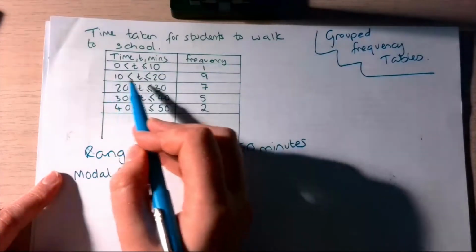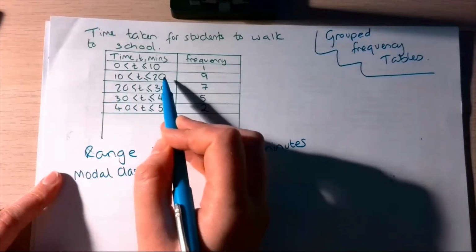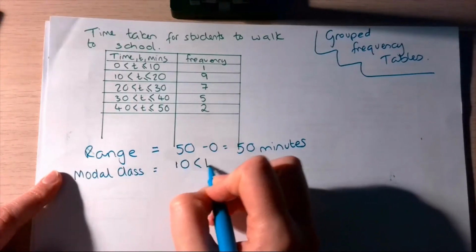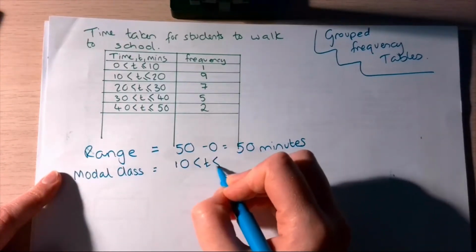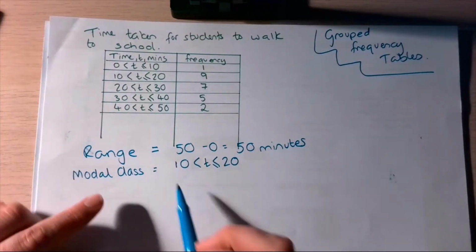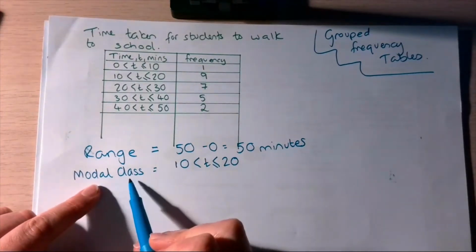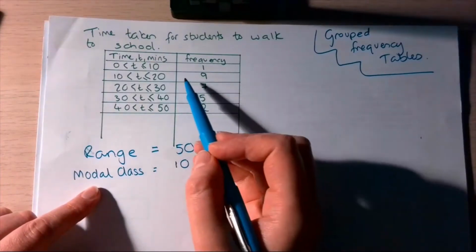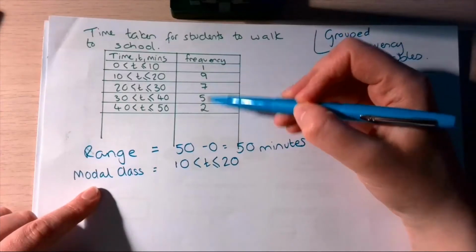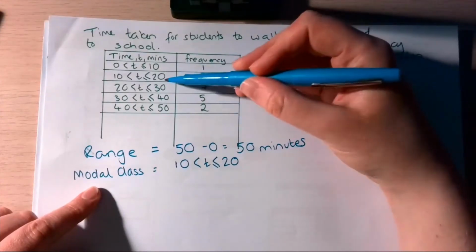But here is the modal class. It's the group attached to the 9. So modal class is 10 is less than t, which is less than or equal to 20. Okay, that's our modal class. So it may be the fact that this is called a modal class rather than a mode might just be enough to prompt you to look over here for the actual mode. So you're still looking for the highest number in this list, and then we're writing down the group that's next to it.